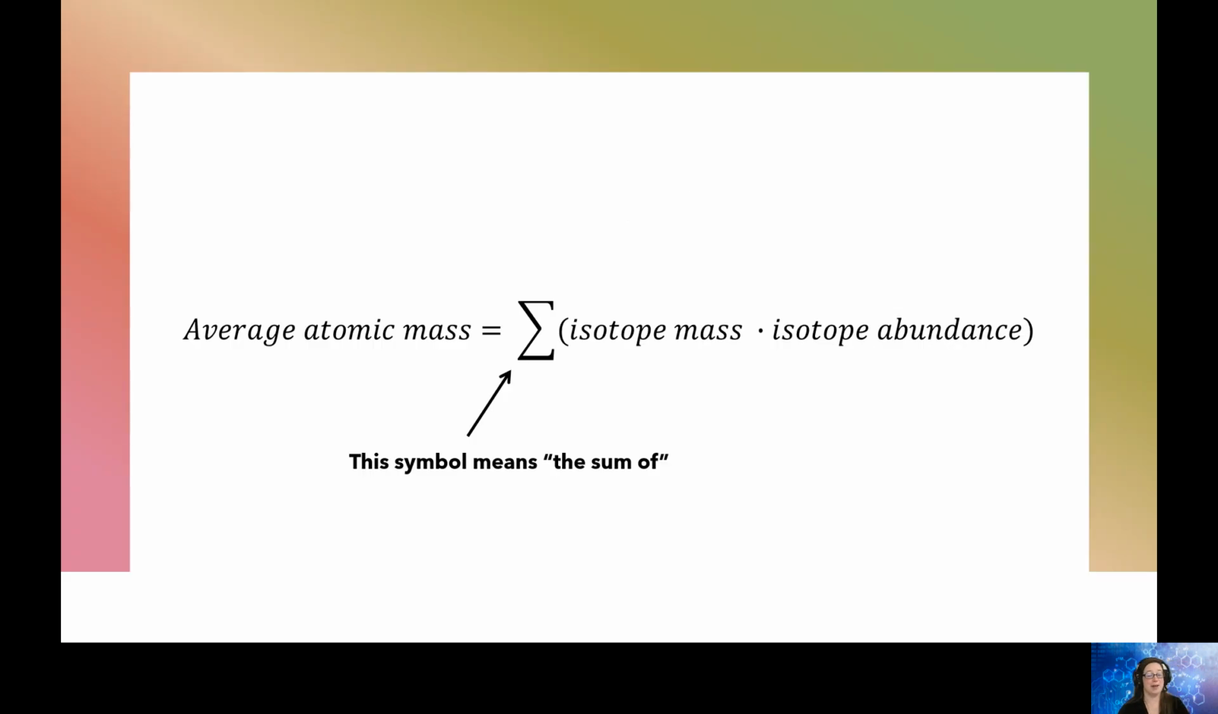So this is the equation to calculate your average atomic mass. The symbol in the middle here means the sum of. So we would read this as average atomic mass is equal to the sum of the isotope mass times the isotope abundance for each isotope of an element. All this symbol means is that you're going to repeat the stuff in the parentheses for every isotope. Then you're going to add them all together. I'm actually going to switch over to the whiteboard because it's easier to write in the steps and show you what I'm talking about.